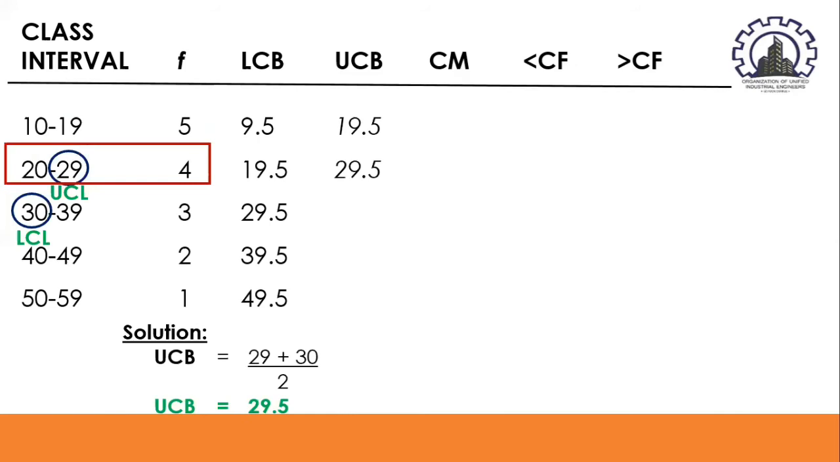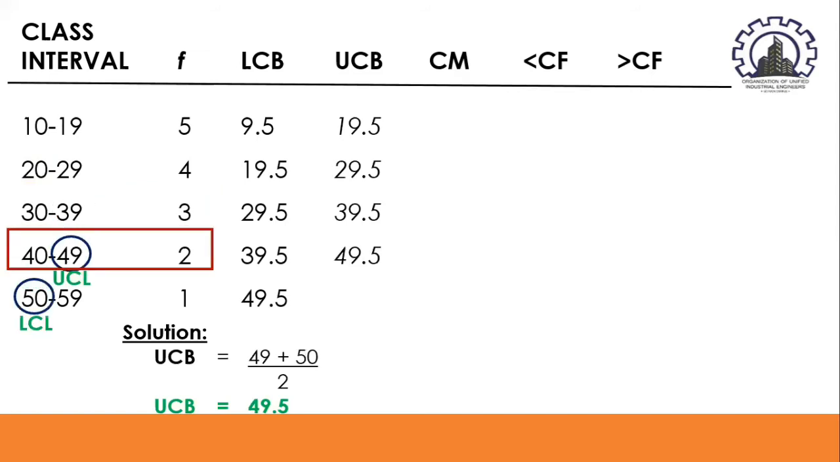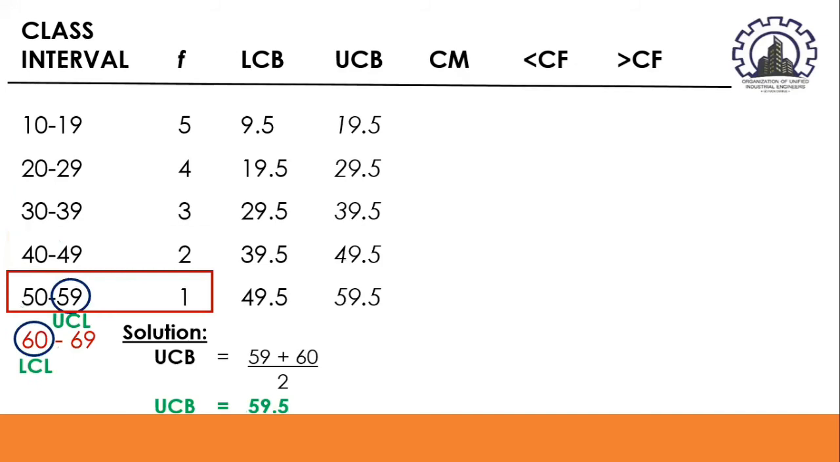For the second class, you have 29 plus 30 divided by 2, you have 29.5. For the next class, you have 39 plus 40 divided by 2, so you have 39.5. Next, you have 49 plus 50 divided by 2, so you have 49.5. And finally, you have 59 plus 60 all over 2, so you have 59.5. So that's how you calculate UCB, or upper class boundary.